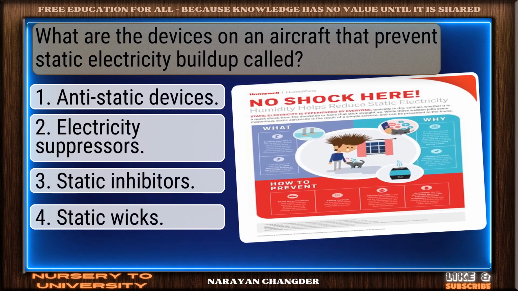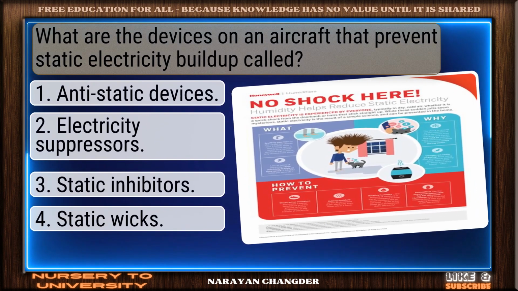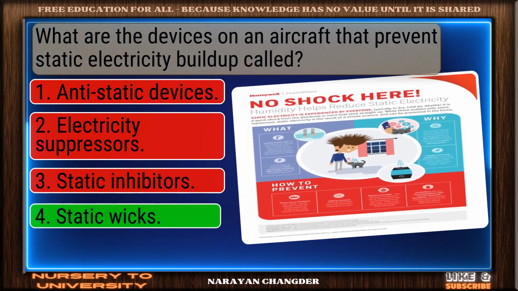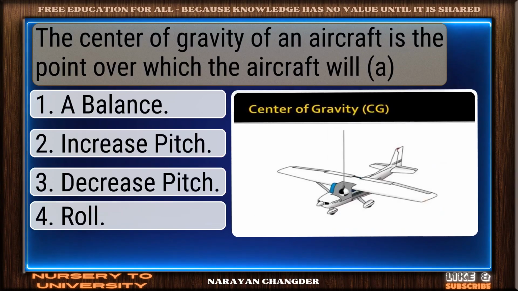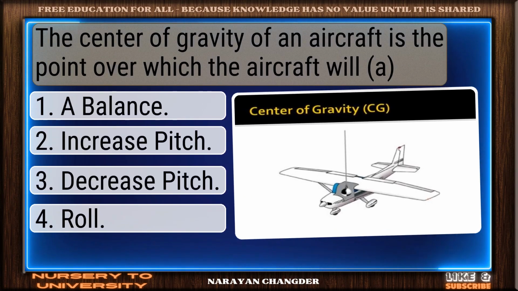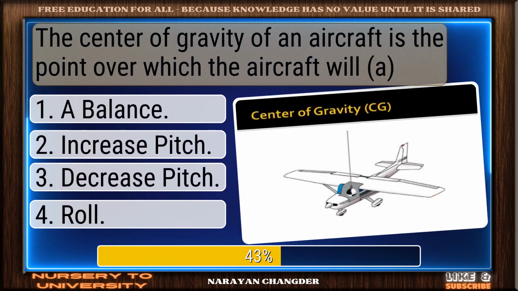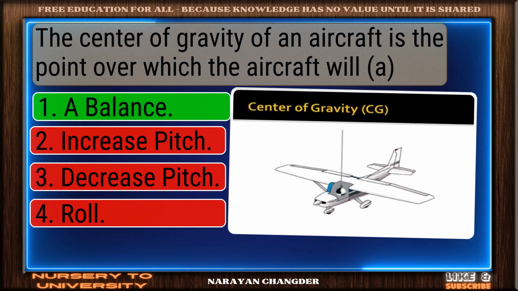What are the devices on an aircraft that prevent static electricity buildup called? Strong choice. Static wicks is the right answer. The center of gravity of an aircraft is the point over which the aircraft will... Bravo. A balance is the answer.